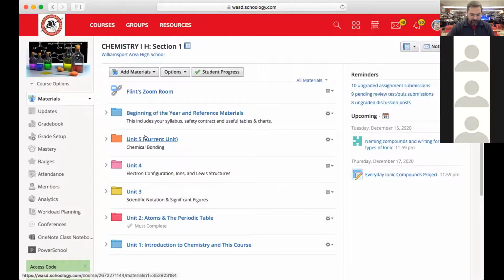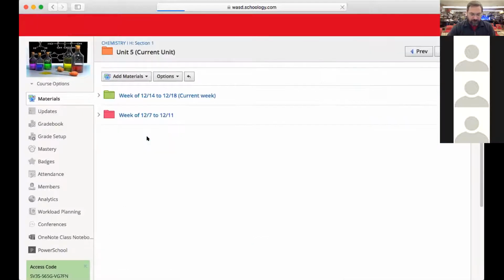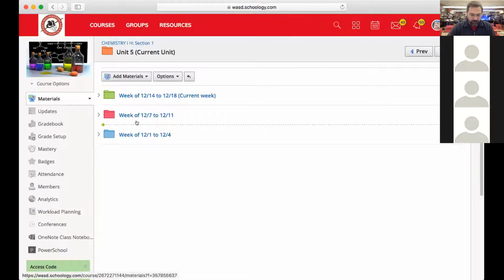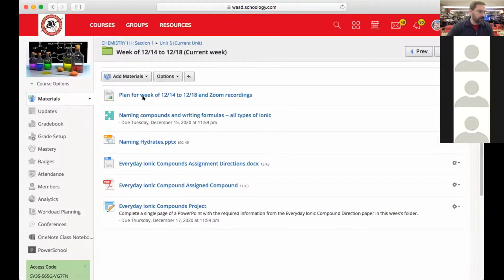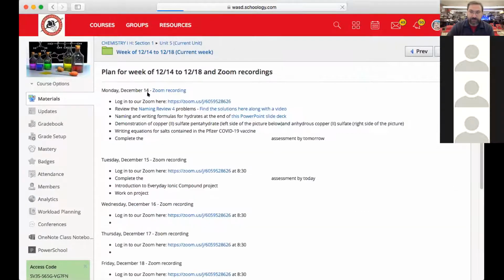So this is the current unit. Anyway, when you click on the current unit, I also reorganized the folders so that the newest stuff is at the top too. The school encouraged us to put the newest stuff toward the top. So I don't know if your other teachers are doing it that way, but that's where we're trying to move to. So there's a link here for the plan for the week.